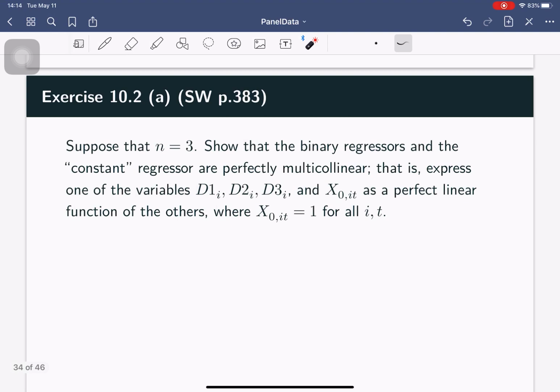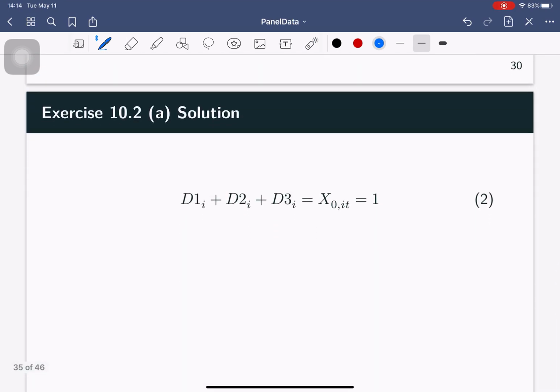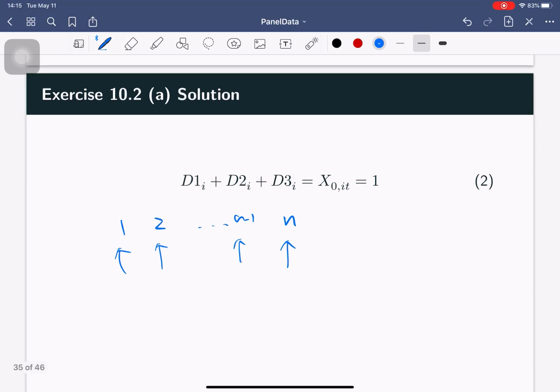So in question 1, it says if n equals 3, please show the perfect linear collinearity for this problem. So you can see here, d1 plus d2 plus d3 is equal to 1. Because if you have one observation, it has one condition, one state from 1 to n. Maybe it's 1, maybe it's 2, maybe it's n, or n-1. I don't know, but you should have one state in your observation. So your result is 1.